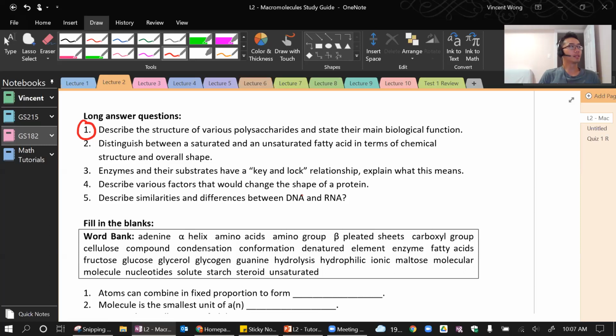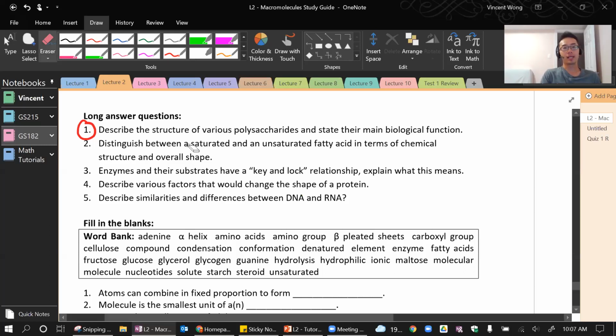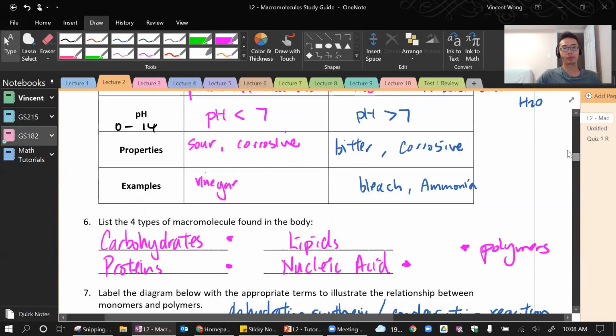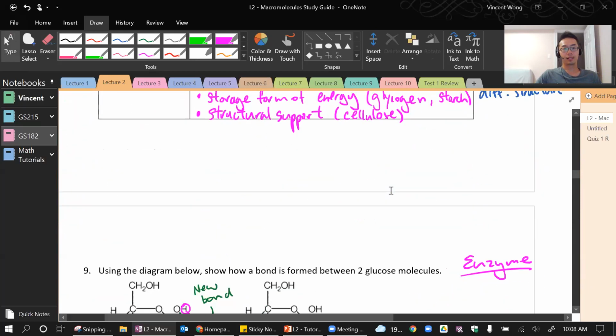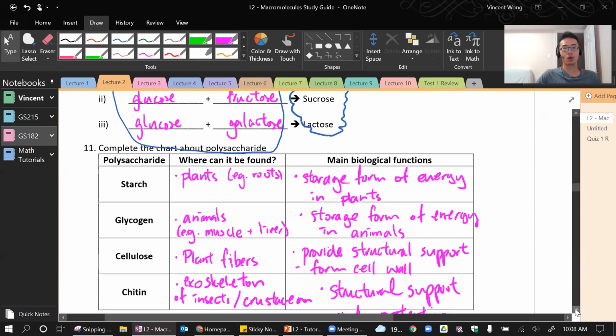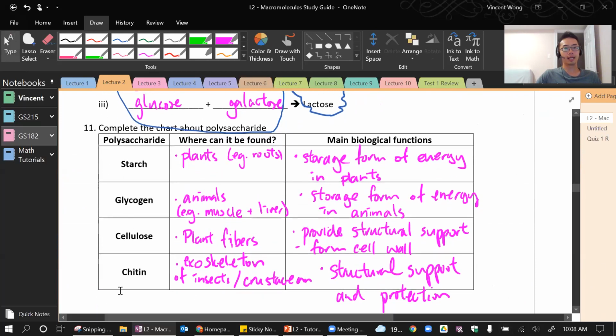All right, so just number 1. Well, number 1 is quite easy. We can just go back to the chart that we did at the beginning, the various polysaccharides and their biological function. Where was that? There is a chart right here, number 11. These are all the polysaccharides, and it tells you where to find it and their main biological function. Sometimes writing it out in a chart helps you organize your thoughts, but if you write it out in a paragraph, that will help you consolidate.